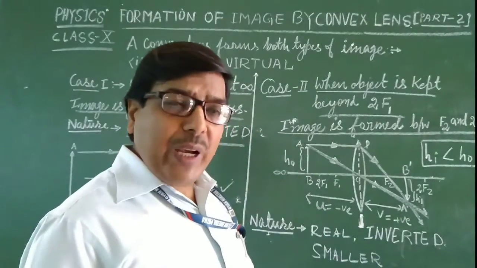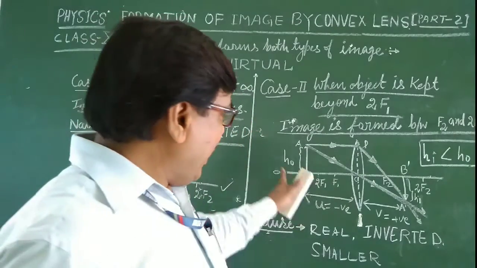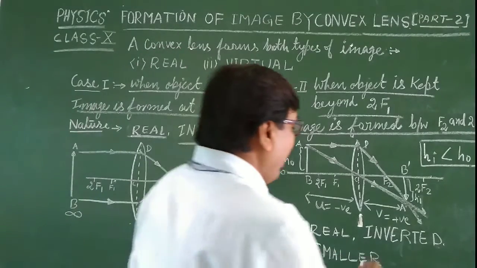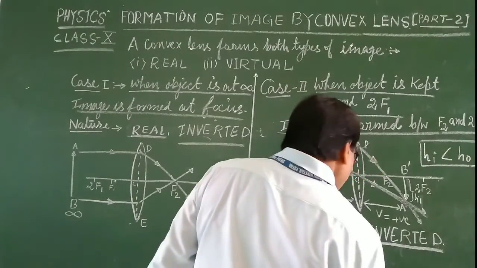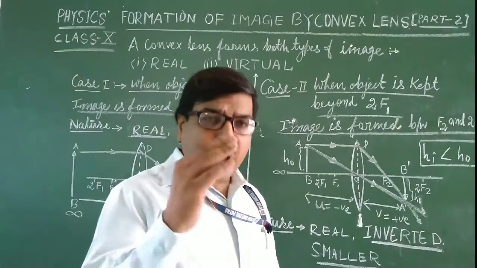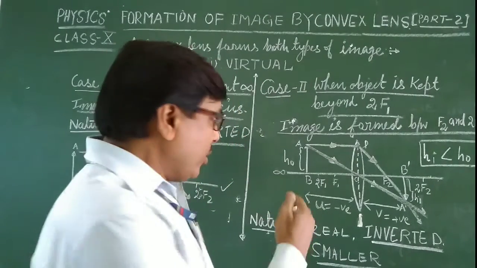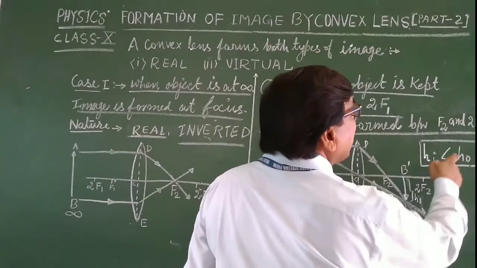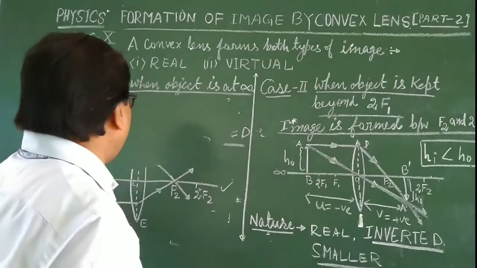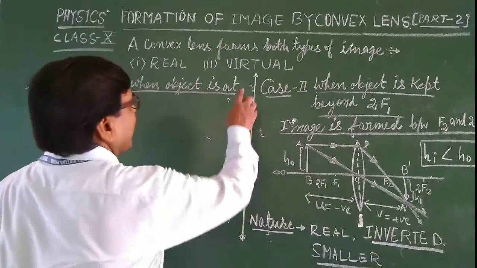The size of the image is smaller than the size of the object. The nature of the image is real, inverted and smaller. The image is not magnified, it is diminished. HI is less than HO.